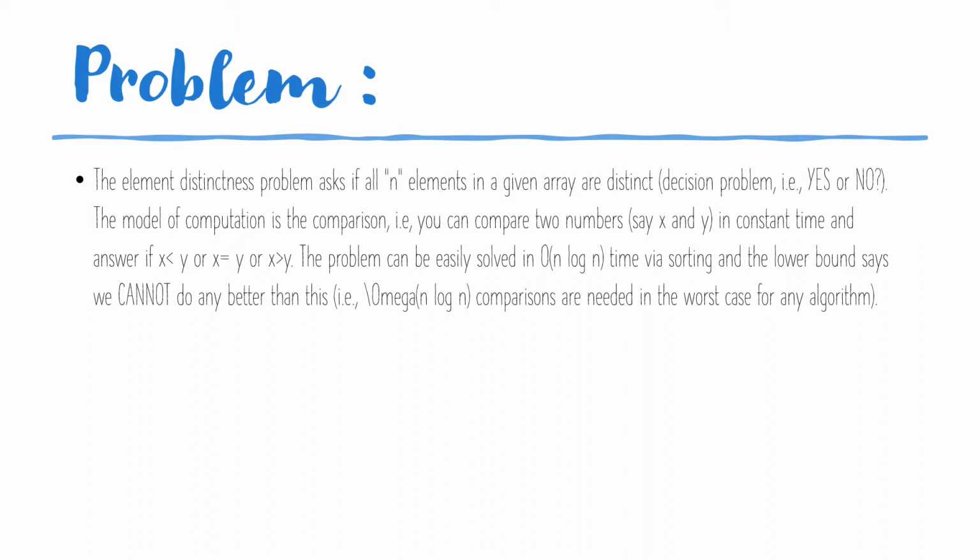That is, distinct. If all elements in the array are distinct, that is, no two elements are the same, then we can say yes, or else we can say no. So this is the decision problem.